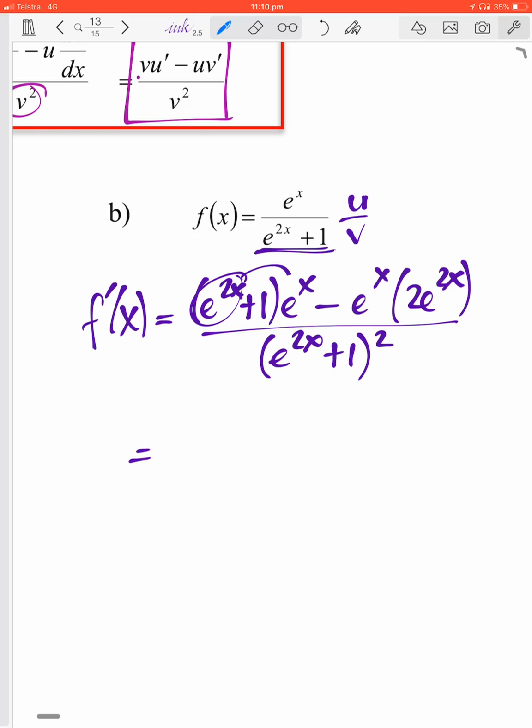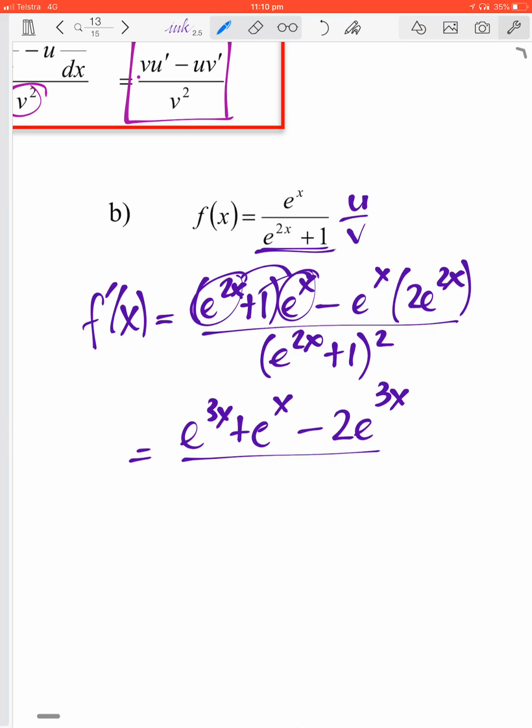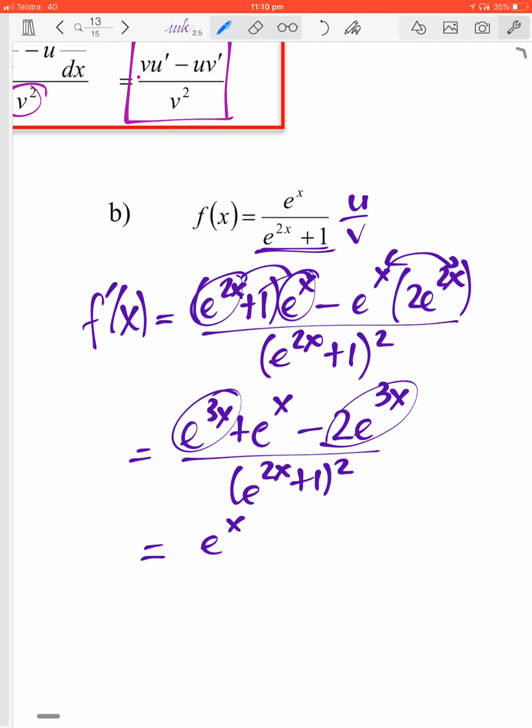On top, e to the 2x times e to the x is e to the 3x, because we add the powers. 1 times e to the x is e to the x, minus e to the x times 2e to the 2x is 2e to the 3x, all on, so I added the powers again, on (e to the 2x plus 1) squared. I've got e to the 3x minus 2e to the 3x. So I'm going to put my e to the x first because it's positive. I'm going to say minus e to the 3x on (e to the 2x plus 1) squared.